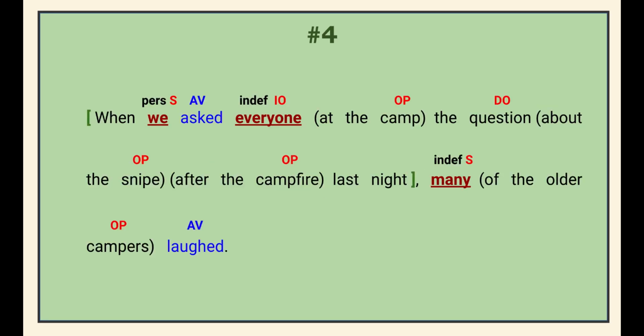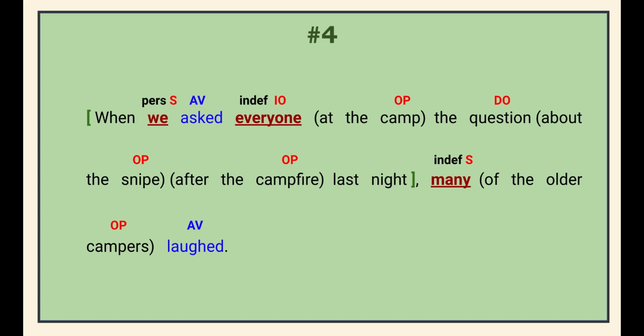Number 4. When we asked everyone at the camp the question about the snipe after the campfire last night, many of the older campers laughed. The verbs in our sentence are asked and laughed. The first pronoun is we. It's a personal pronoun, and it's acting as the subject to the verb asked.